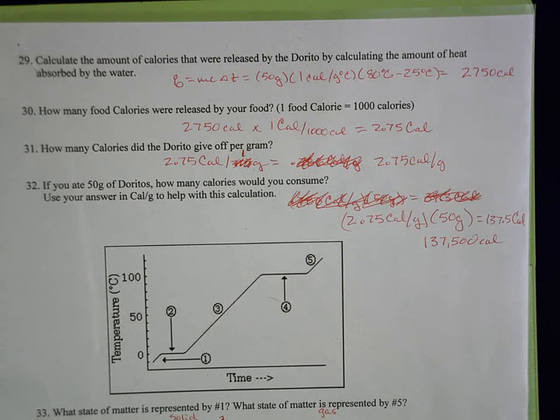And if you eat 50 grams of Doritos, how many calories would you consume? Notice that that's little c calories. So first we take the 2.75 calories per gram times 50 grams, that gives us 137.5 big C calories, and then times 1,000 little c calories.